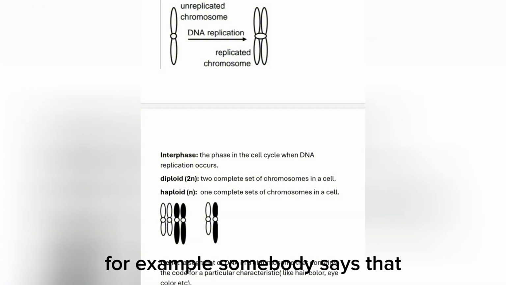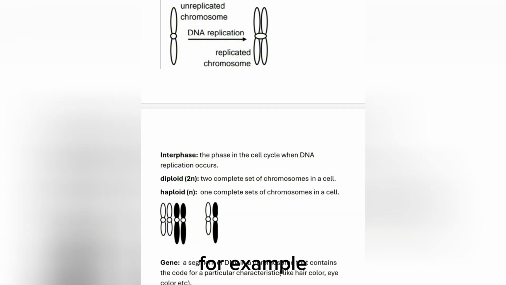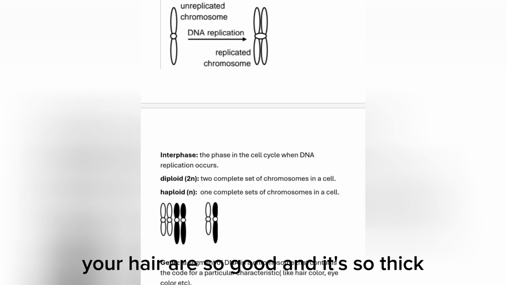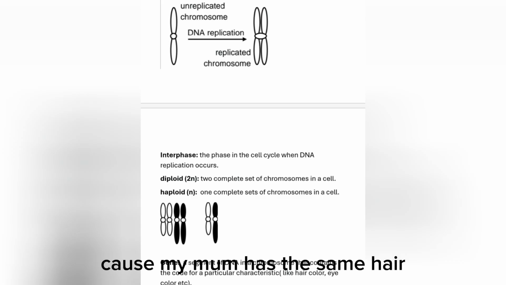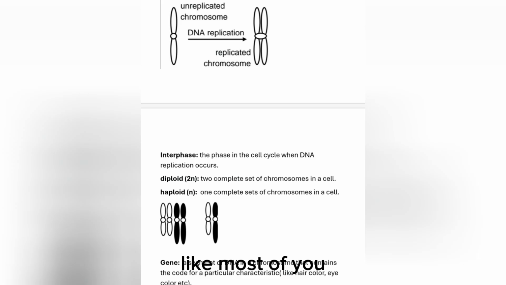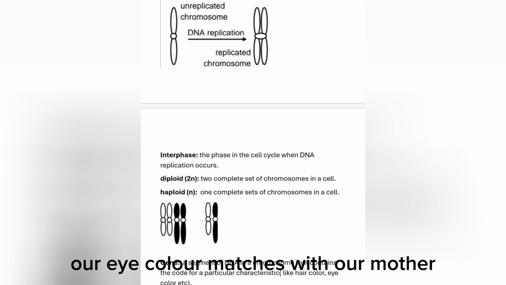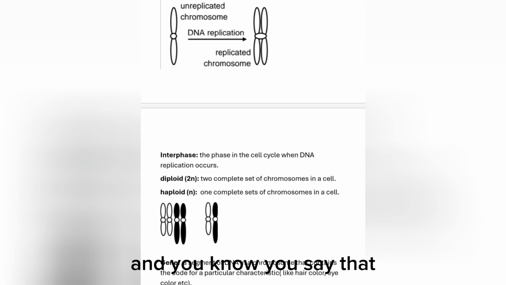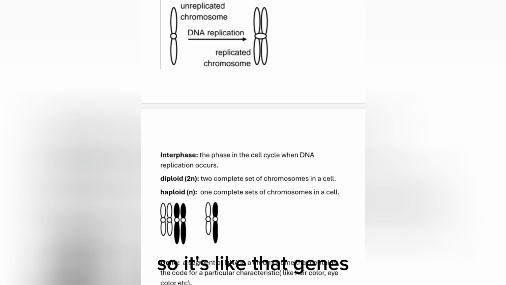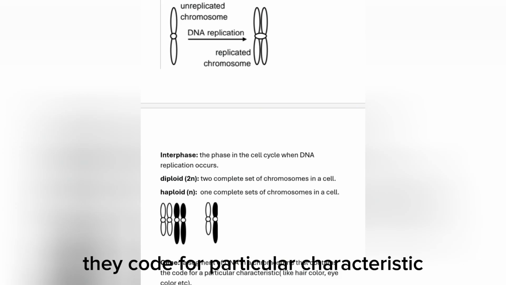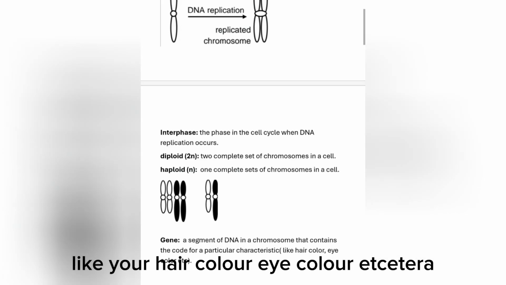For example, somebody tells you, oh, your hair is so good and it's so thick. And then you reply, oh, it's just my genes, because my mom has the same hair, my grandma has the same hair. And for example, eye color, like most of you, our eye color matches with our mother or our father or our grandmother. And you say, oh, it's genes. When somebody says, oh, you're genetically blessed, it's like that. Genes code for a particular characteristic, like your hair color, eye color, etc.